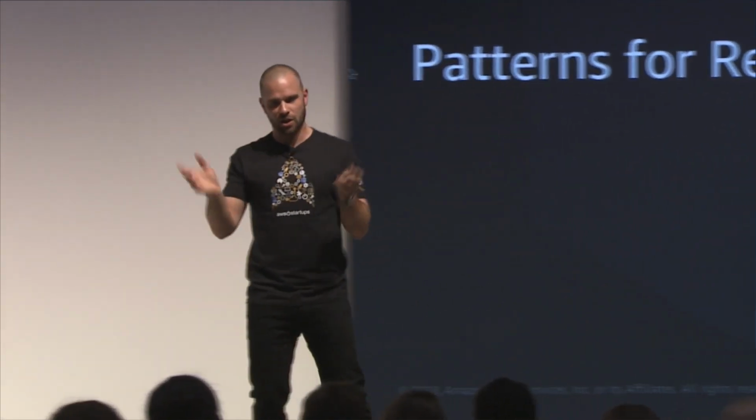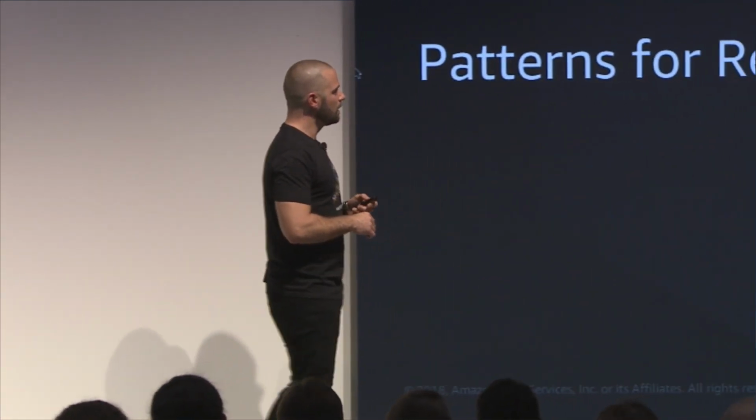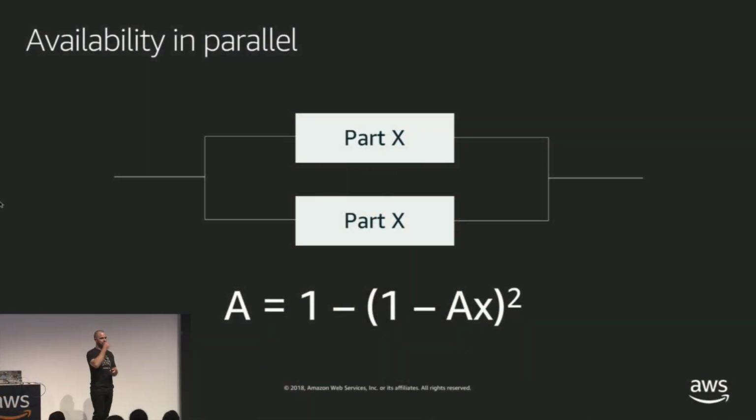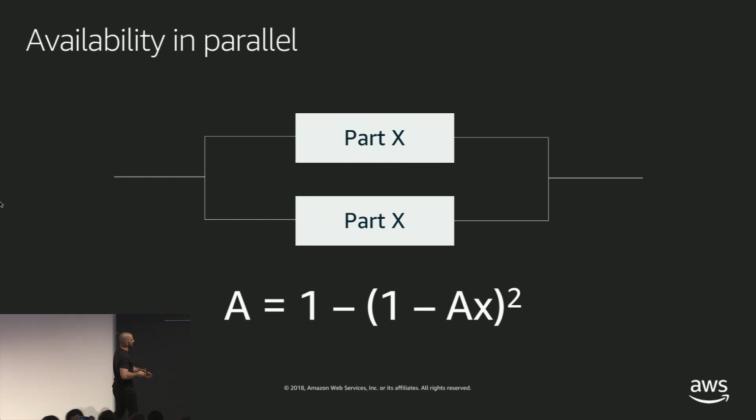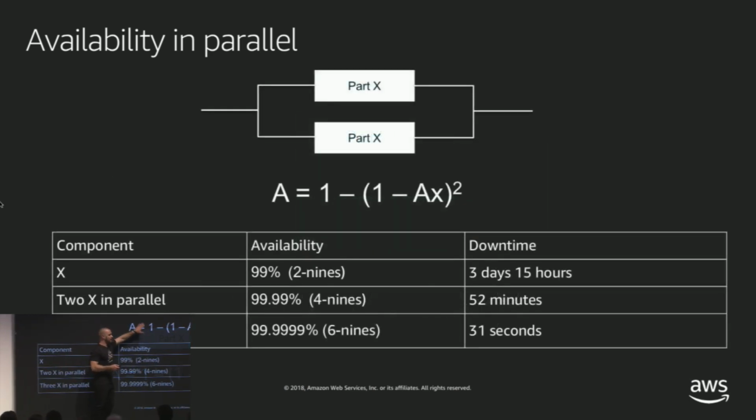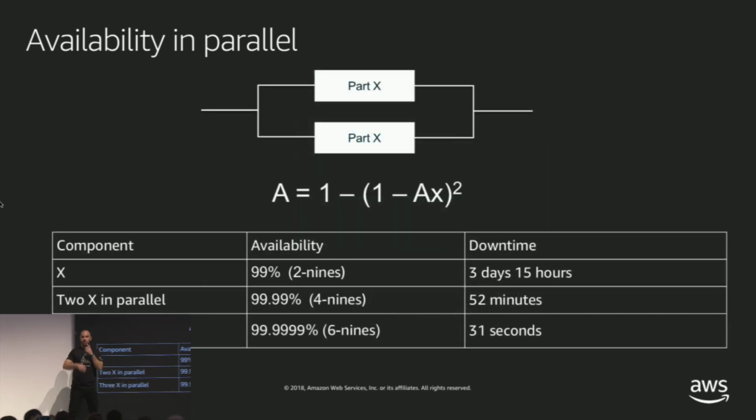So this is just a collection of some of the top patterns that I've seen and that you should probably think of if you want to be resilient. One of the first is, of course, understanding that, and if you were in my presentation yesterday, it's simply understanding that if you put two parts in parallel, the availability of the system increases dramatically.